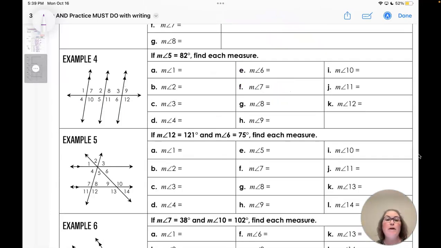Let's look at example 4. So here I've got a set of 3 parallel lines. So you'll notice this with the little arrows. So all 3 of those are parallel. So this time we've got measure of angle 5 is 82. Now, you can look immediately and see the corresponding angles, the ones that correspond to angle 5, are going to be 4 and 6. So those are going to be congruent.